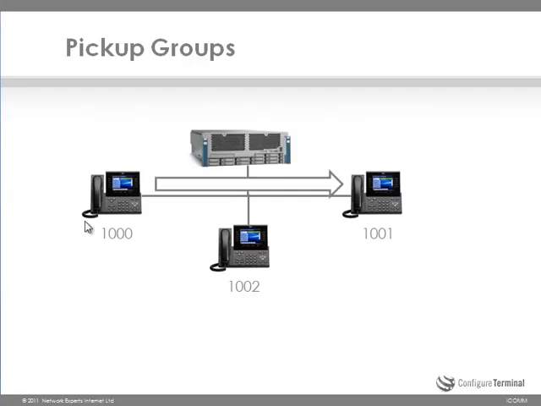So if a call is made from 1000 to 1001, so 1001's phone is ringing, and the user at 1002 either hears 1001 ringing or gets a visual display on their phone that the phone is ringing, the user can press the pickup key, or group pickup key, and then receive the call from 1000. Thus, the user at 1002 doesn't need to walk to the telephone and manually pick up the handset. The user just presses a soft key and thus receives the call.